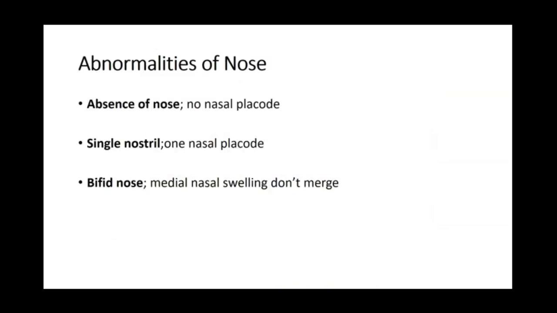Abnormalities can be: no nose, where no nasal placode develops; single nostril, where only one nasal placode develops; bifid nose, where the medial nasal swellings don't merge.